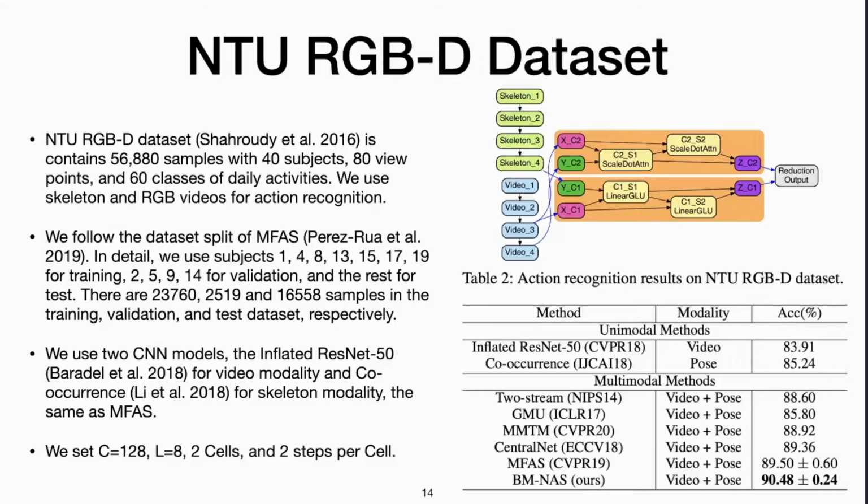For our search settings, we set the channels to 128 and the length to 8. There will be two cells and two steps within each cell. On the right, we also show the best structure searched by our BM-NAS framework, along with the comparison of performances with other state-of-the-art methods.